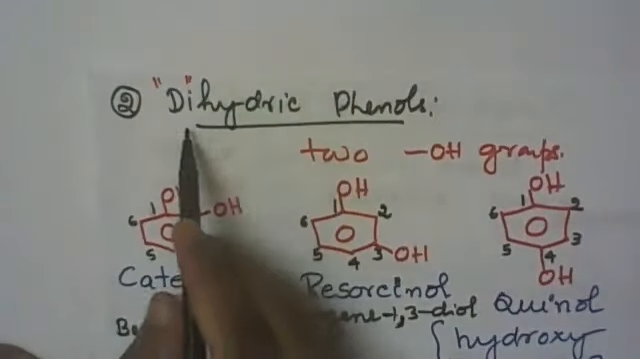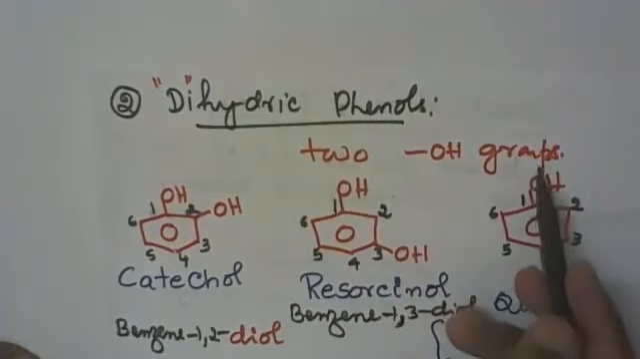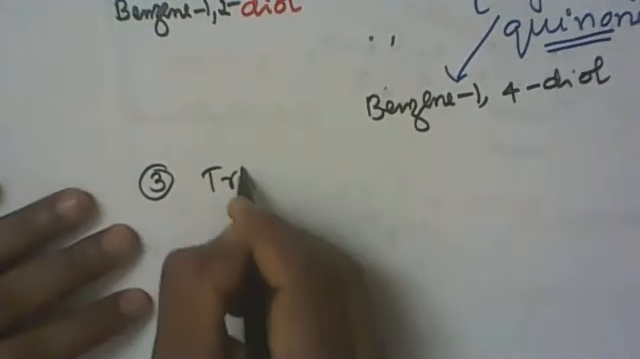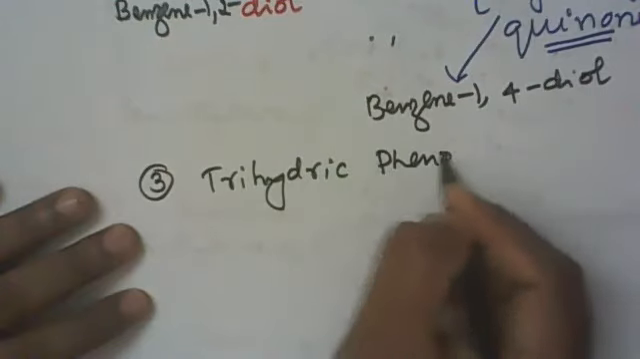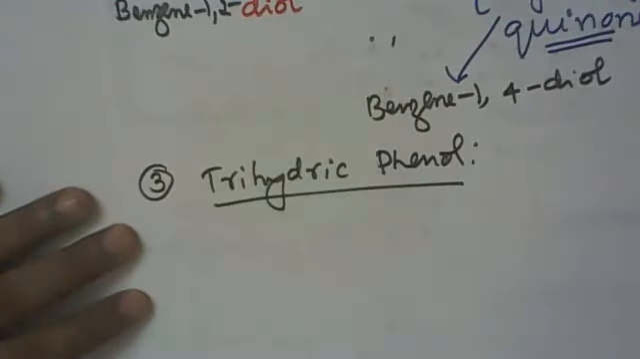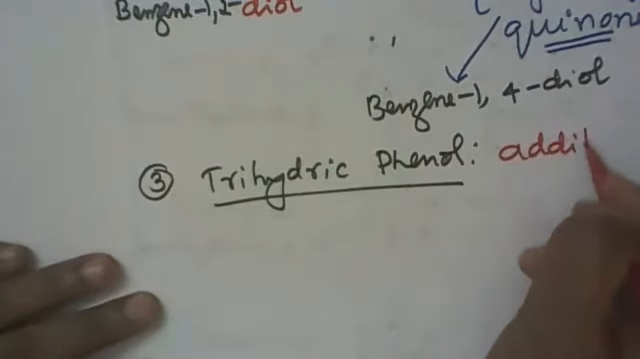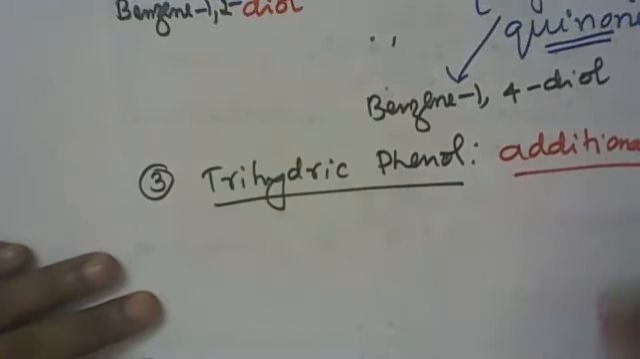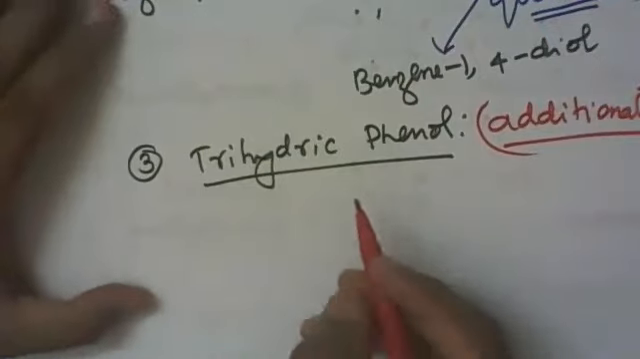This is what? Dihydric phenol means it contains 2 OH groups directly on benzene. Correct? Let me go for the third type, called trihydric phenols. Trihydric phenol is not in the syllabus, so this will be additional information. I'll give 3 examples now for trihydric.